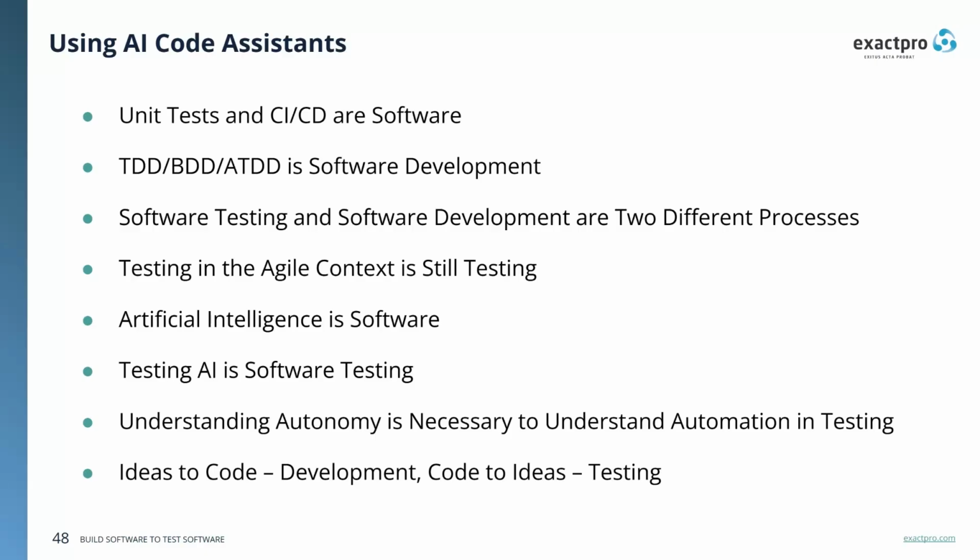But it is very important to separate what is software testing from what is software development, because this way, when you think I would like to use AI for testing, you're focusing on how can I get ideas from reality rather than how can I change reality. This is the main consideration.